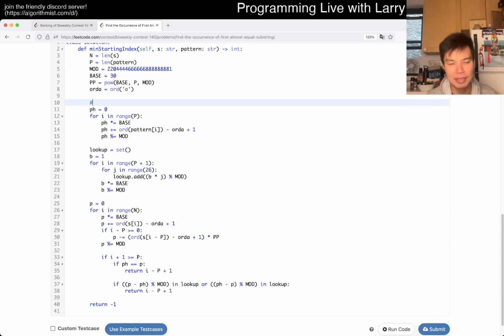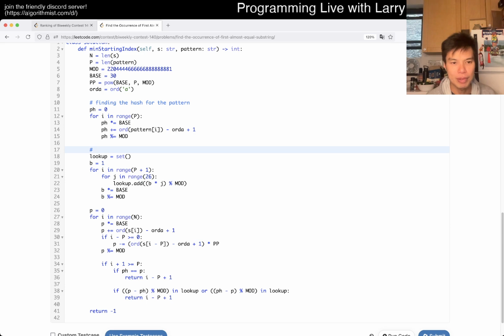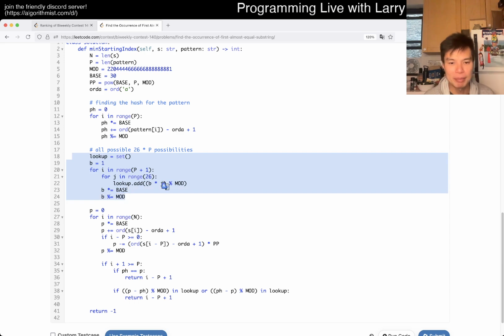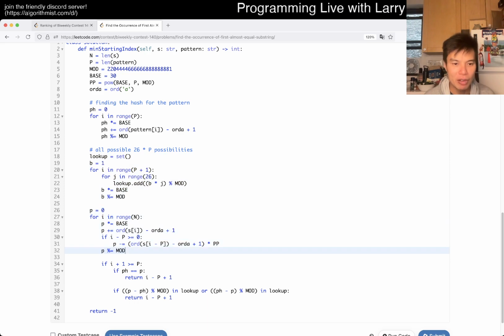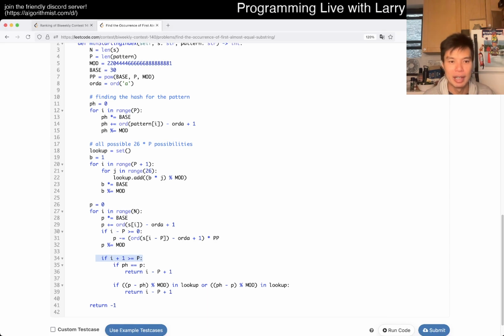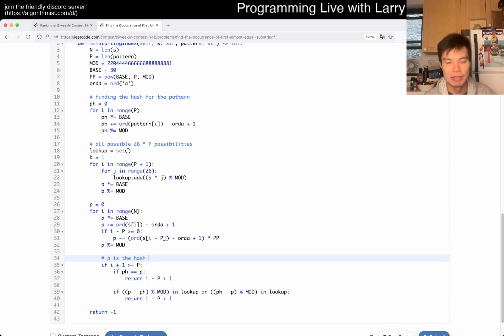This is hashing the pattern, finding the hash for the pattern, and then here are all possible 26 times, and you can actually be a little bit specific, but it's fine, plus p possibilities. These are basically the possible answers. And then this is the standard starting window Rabin-Karp. I know that I'm a little bit fast in this part because this is standard Rabin-Karp implementation, so I'm not going over it. But this is to get the window, and at this point, p is the hash for the current window. I don't know why we have p instead of h, but anyway.